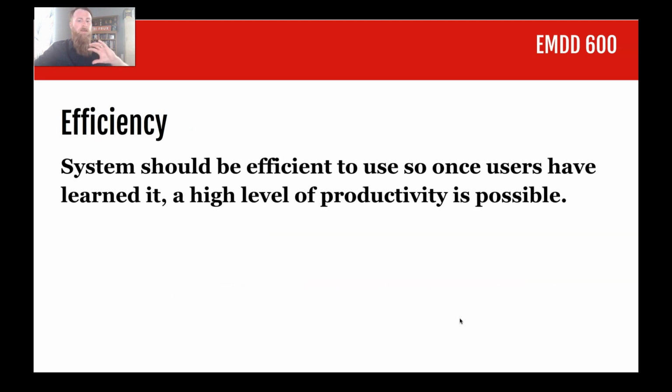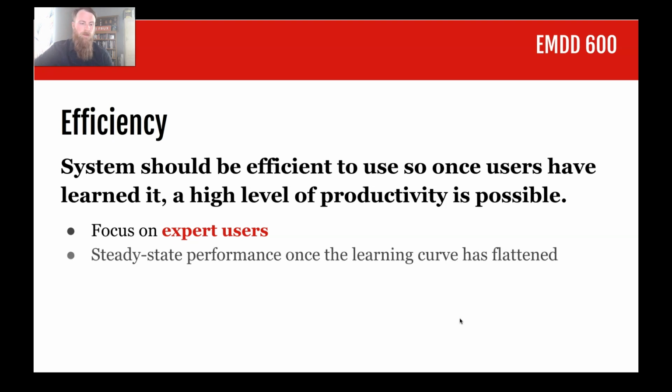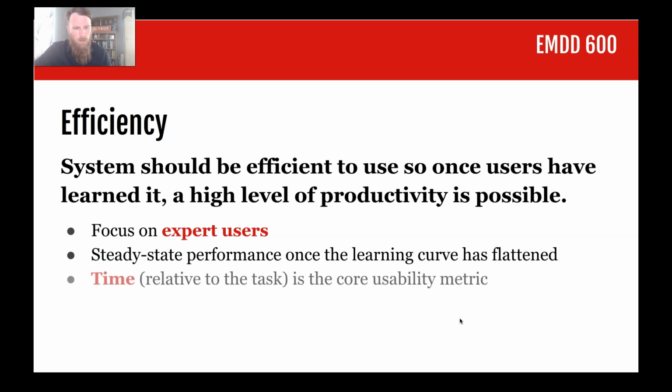So that's learnability. Efficiency. A system should be efficient so that once users have learned it, they are able to achieve a high level of productivity with it. So in this instance, typically when we're testing the efficiency of a system, we work with expert users as compared to novices, right? So someone who's learned this system over time, does it maintain efficiency so that users can still be productive with it? And then generally having what I would call a steady state performance, meaning it runs as intended once a user's learning curve is flattened.